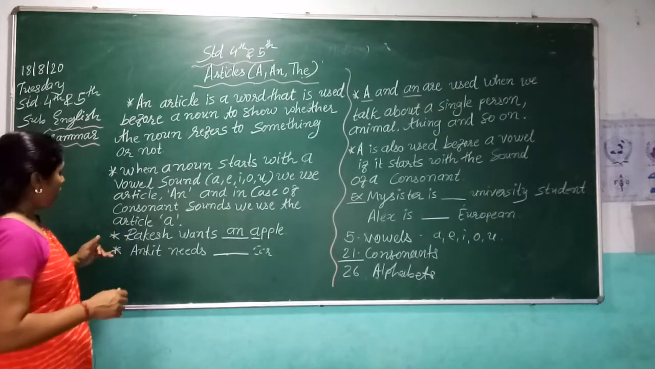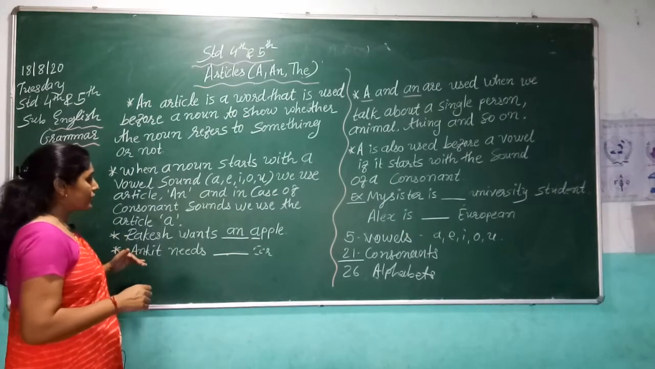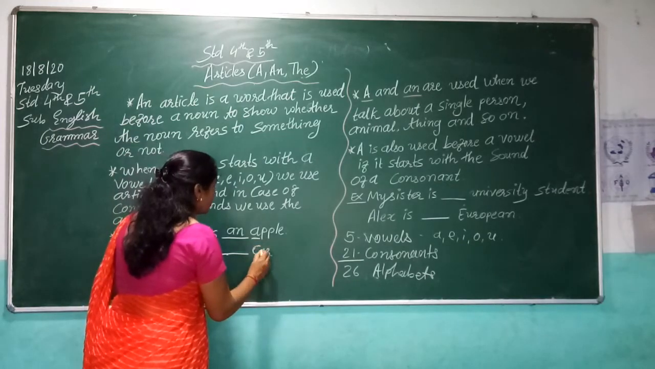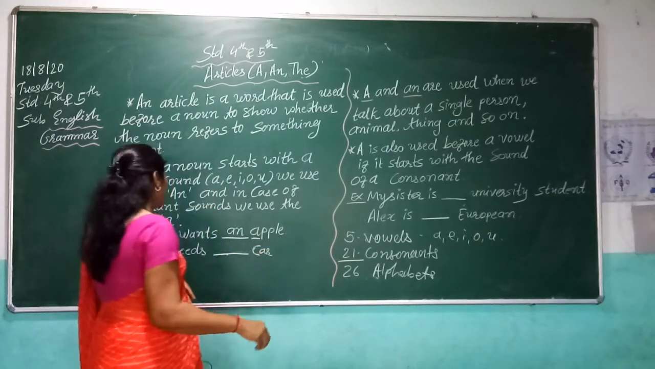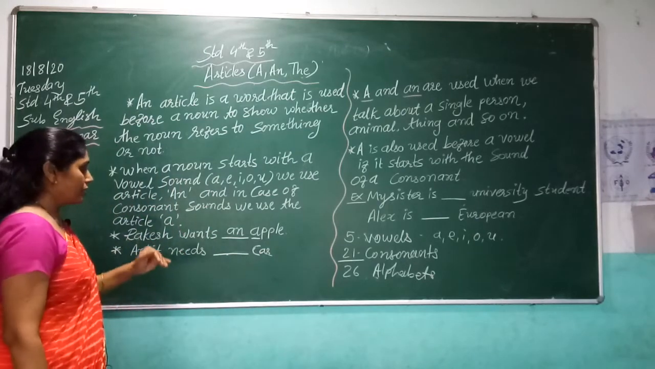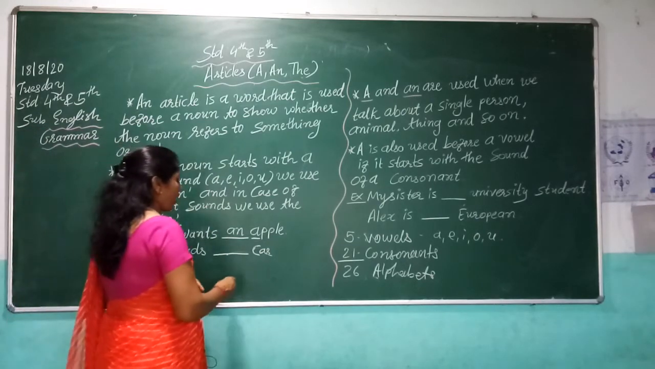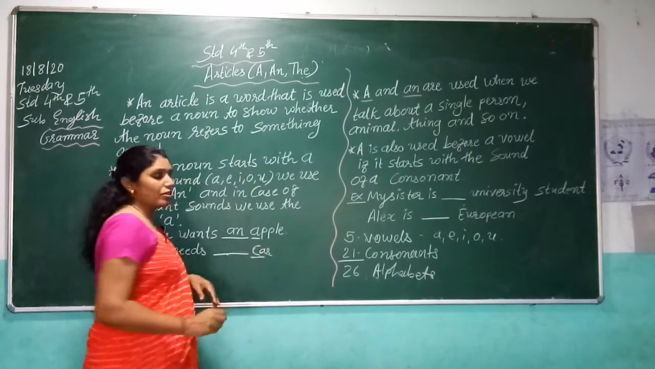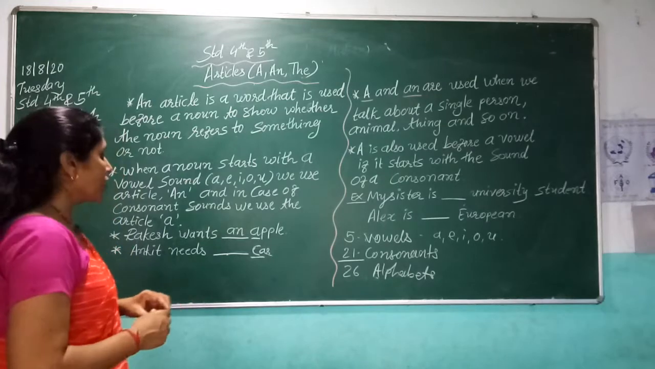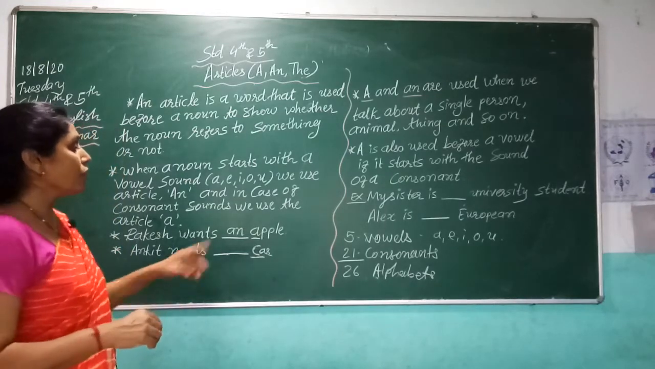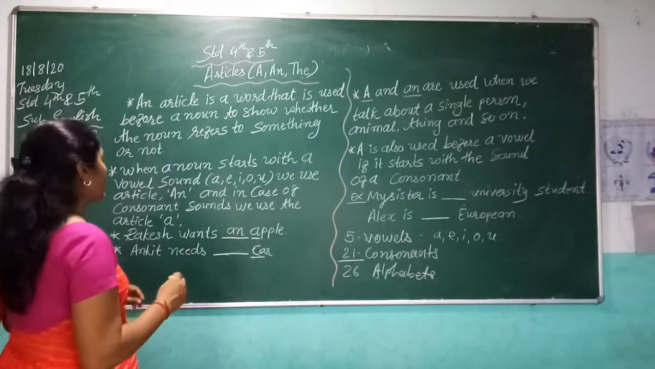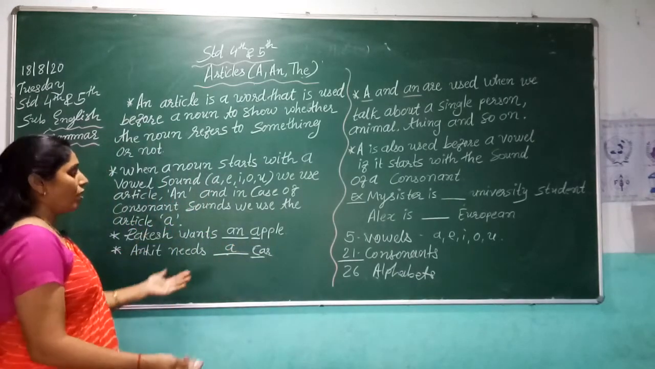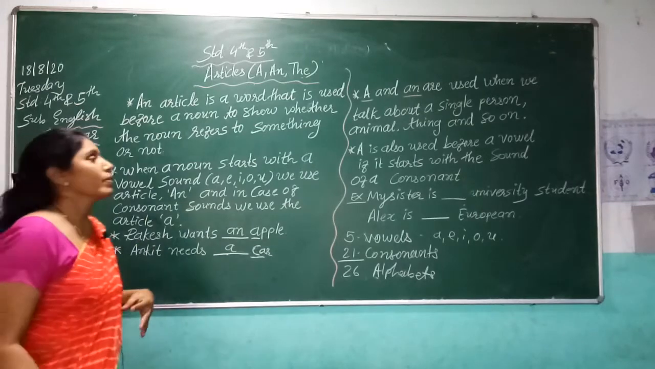And here, Ankit needs blank car. Car, C-A-R, starts with the letter C. Car is a noun and it starts with C, which is a consonant. Then we put here a. Ankit needs a car.